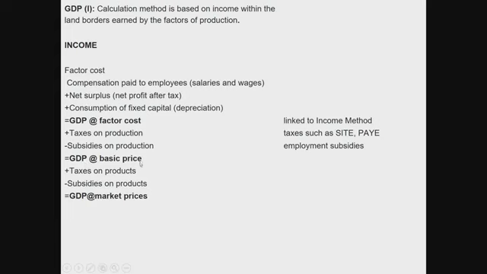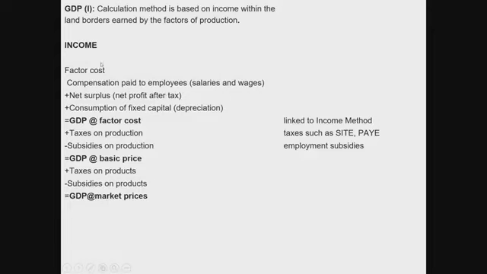And then it's exactly the same as it was with the production method. To convert basic price to market price, you add taxes on products and you minus your subsidies on products to give you your GDP at market price. So you see this bottom section here is exactly the same as your production method. It is only this top section here that has changed, right? Under the production method, you don't have factor cost, and you don't have your taxes on production and subsidies on production, right? They are already included in each of the sectors that we did previously, right?